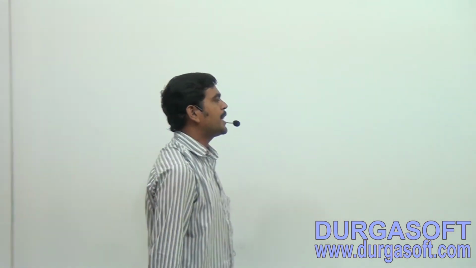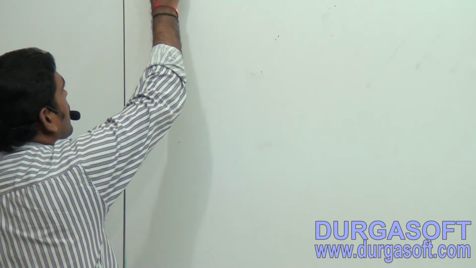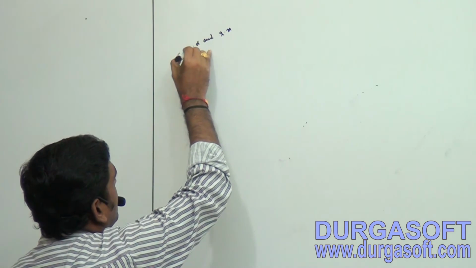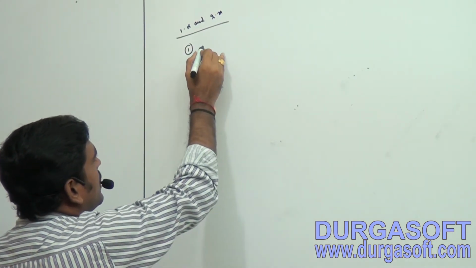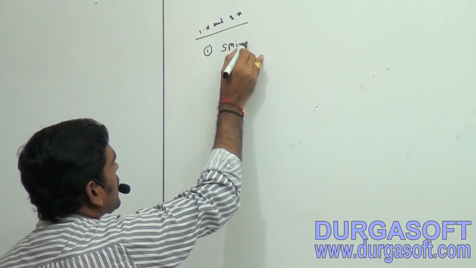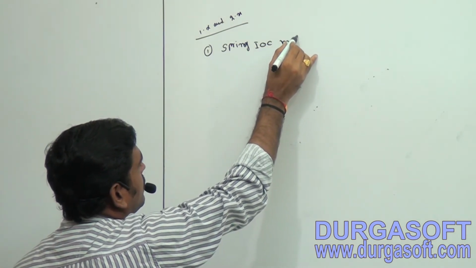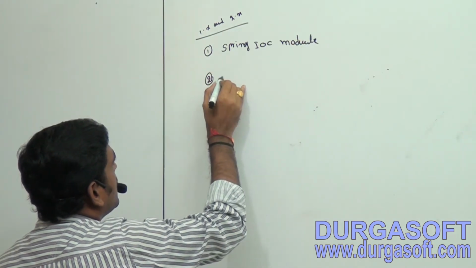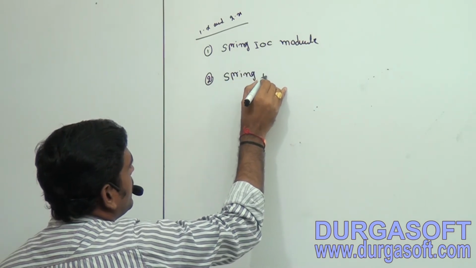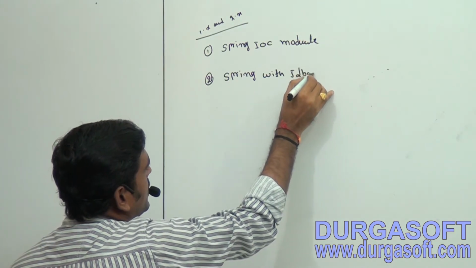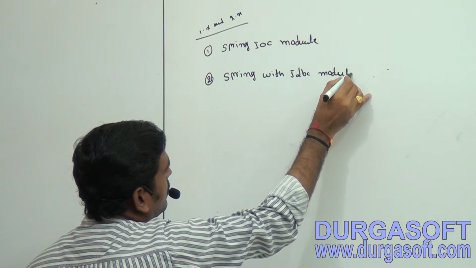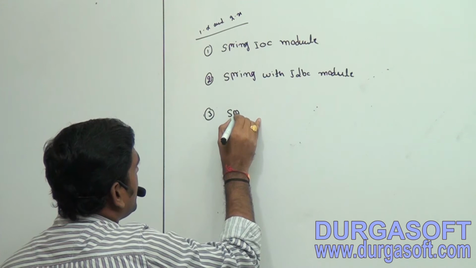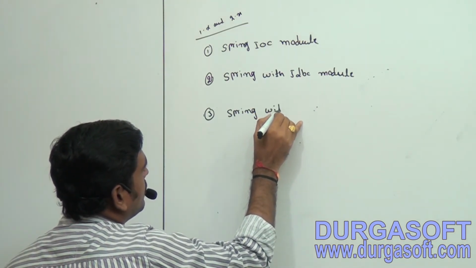Now as part of the Spring Framework, in 1.x and 2.x, a total of 7 modules are given. What are those 7 modules? Number 1, Spring IOC module. Number 2, Spring with JDBC module. Number 3, Spring with ORM module.